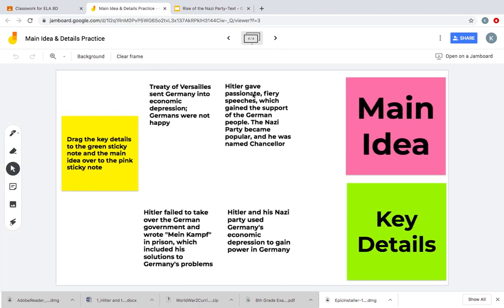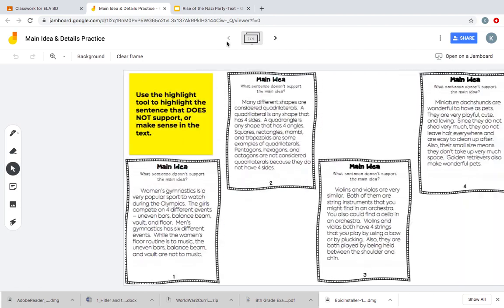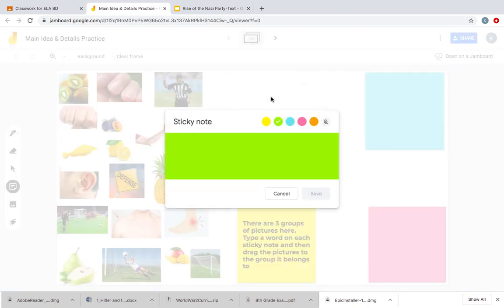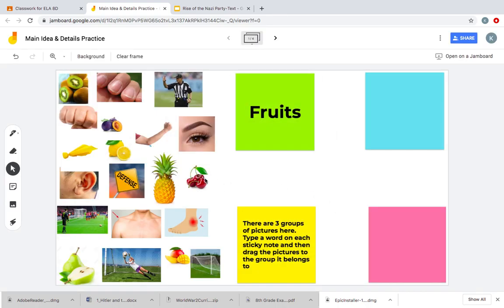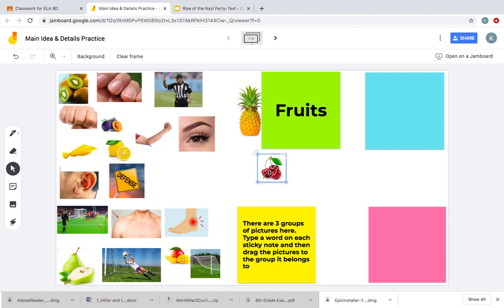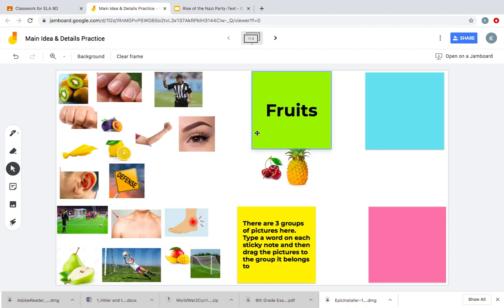So if you look at 1, what you're going to do is type a word on each sticky note and then drag the pictures to the group it belongs to. So the first example, I see a lot of fruit, so I'm going to say fruits. And then you are going to drag all the pictures of fruits to it. Now what happens is you can see the pictures go behind. So if you could just put them underneath, or you can manipulate this however you'd like.